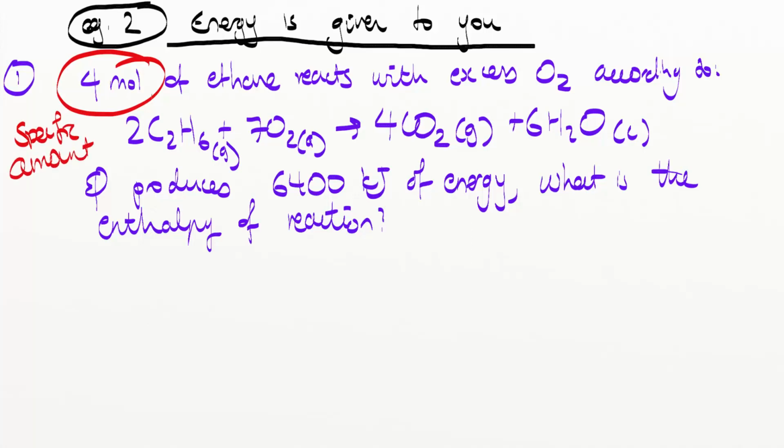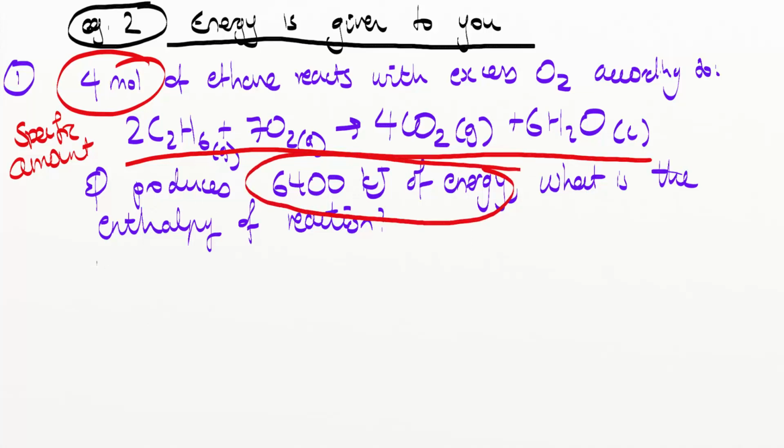And this will be reacted with excess oxygen according to a particular equation. So this is the equation that they've given us over here. And it tells us that we've produced a certain amount of energy. So we can see over here, it says it produces a certain amount of energy. And then they ask you, what is the enthalpy of reaction? How do we tackle this?